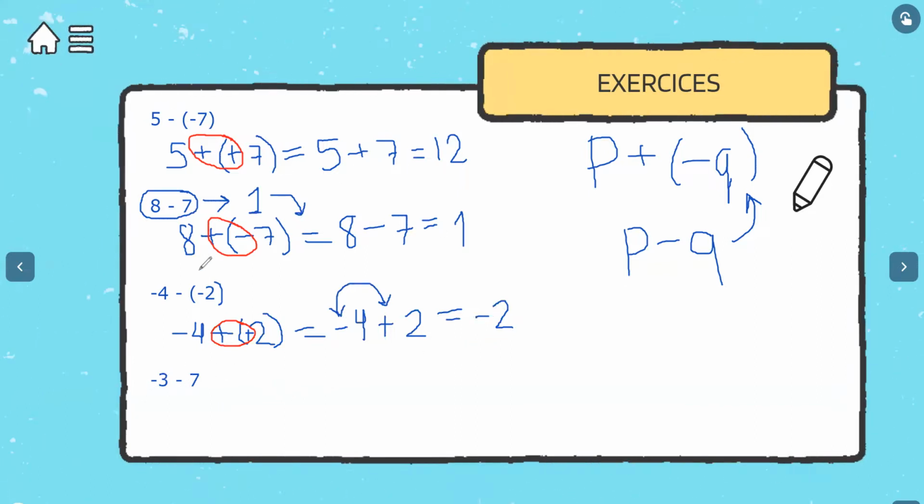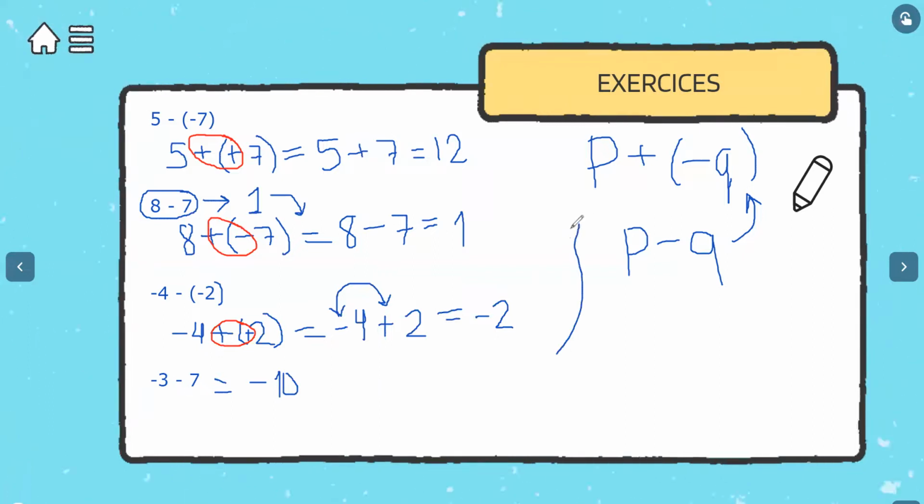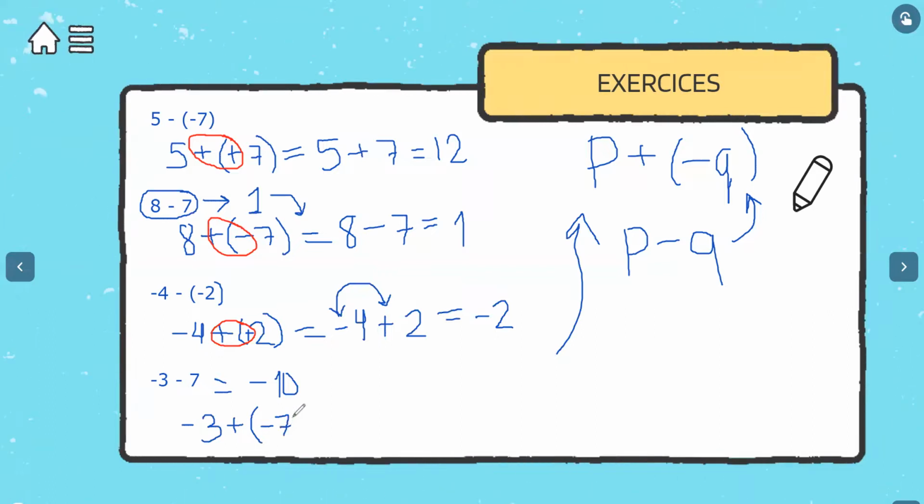Let's do the last one. Remember, when we don't have a parenthesis, we can do it directly. We have a -3 minus 7. In this case, we can do -3 minus 7. Since both of them are negative, it's an addition. 3 and 7 is 10. And since both of them are negative, our answer will remain negative. If we follow this rule right here, it would be a -3 plus the opposite of a 7, which is a -7.